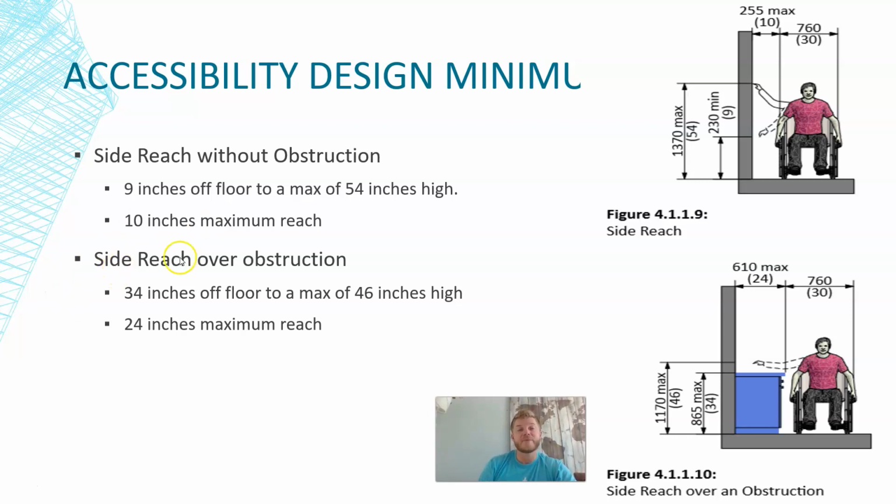And then there's also the side reach over obstructions. So this is tables and things like that. So if you're having a 6-foot wide table, they can only ever reach 24 inches max. So if it's a 6-foot wide table and they're only 24 inches max on each side, they'll never be able to reach the center of that table. So just ensuring that the furniture and the things that you do use make sense.